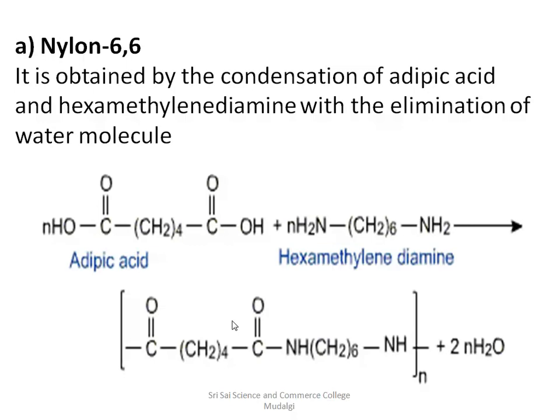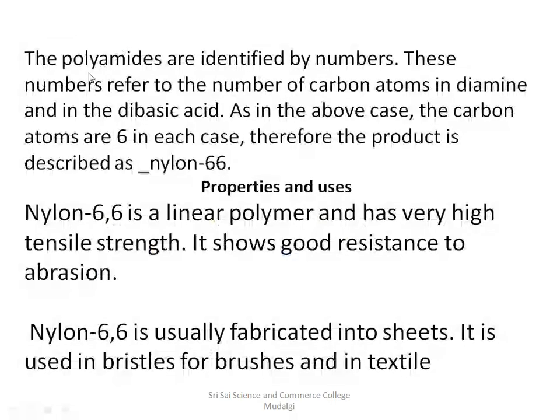Now some of you might be asking the question: sir, why is this called 6,6? What is the specialization of calling this as 6,6? That we are going to study now. So the polyamides are identified by the numbers. These numbers refer to the number of carbon atoms in the diamine and in the dibasic acid. As in the above case, the carbon atoms are 6 in each case. Therefore, the product is described as nylon 6,6.